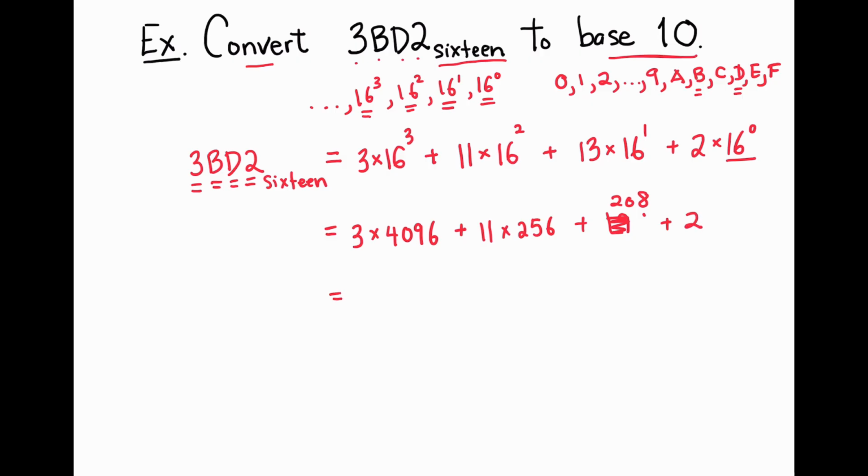If we add this all up, we get 15,314. Okay, so 3BD2 in base 16, also known as the hexadecimal system, is equal to 15,314.